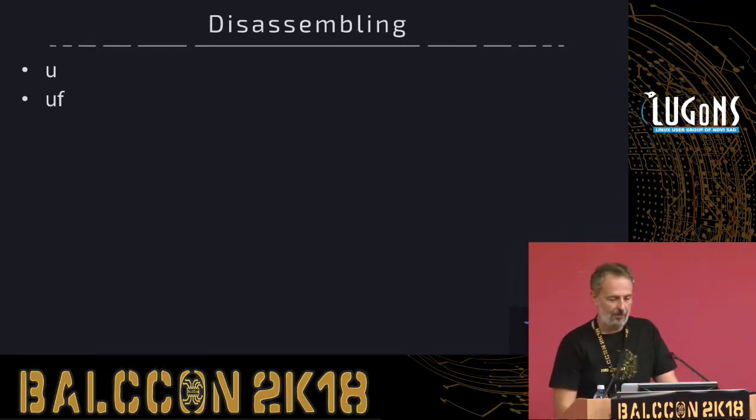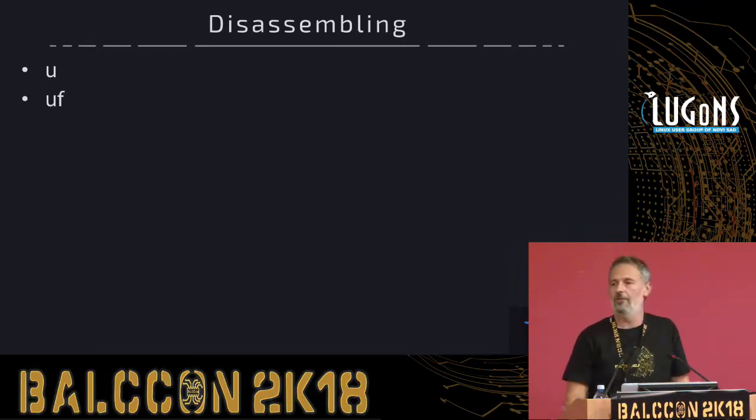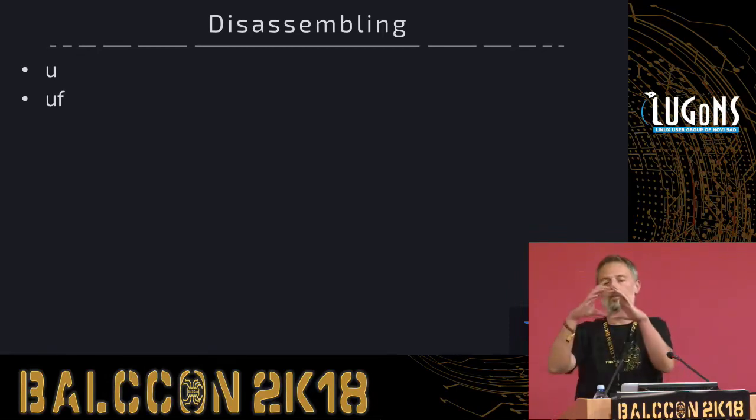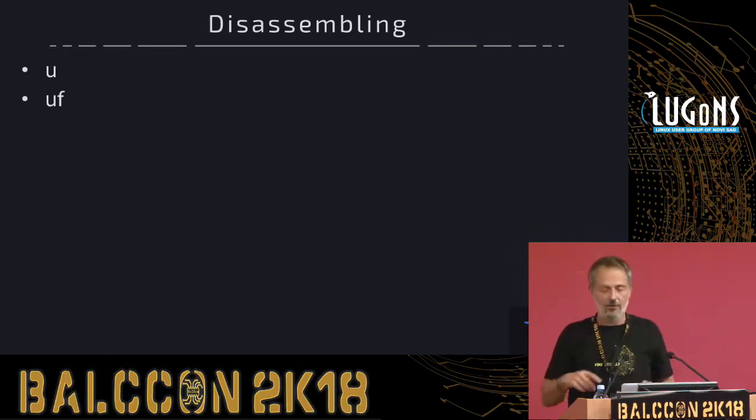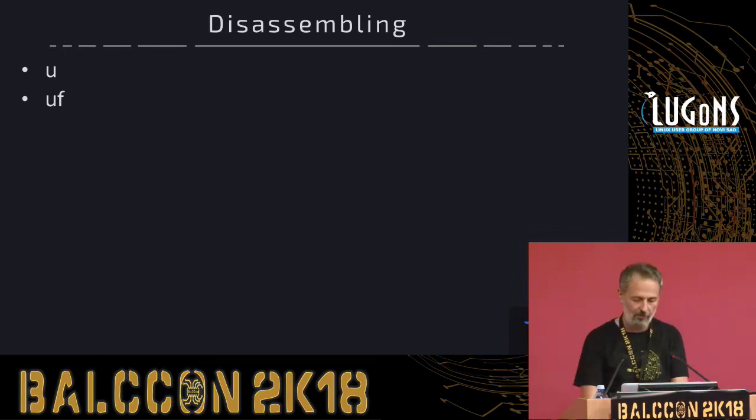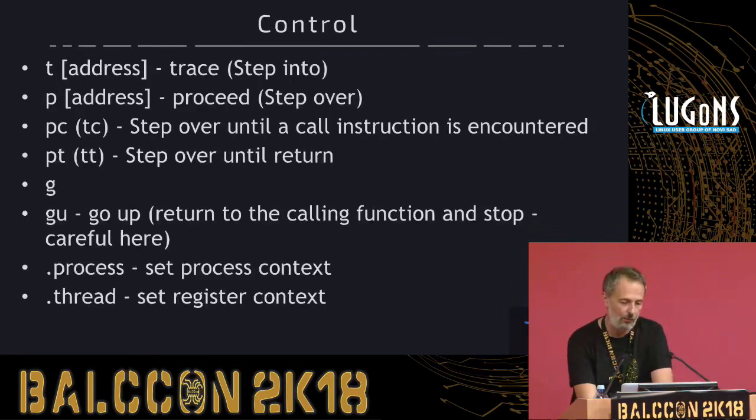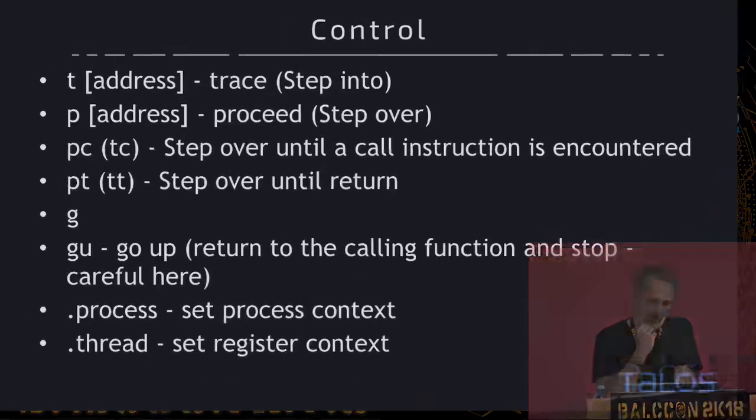Disassembling: UF is specifically made to disassemble functions. When you use UF, you get the basic blocks, and every time you have a branch, it shows you the link to the next block. So you can click on the link and go to the next block. So it's useful when you want to disassemble functions.